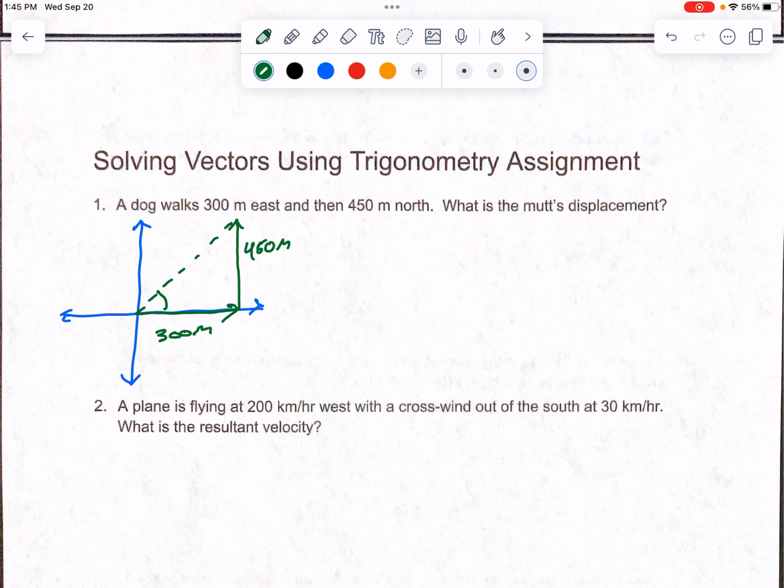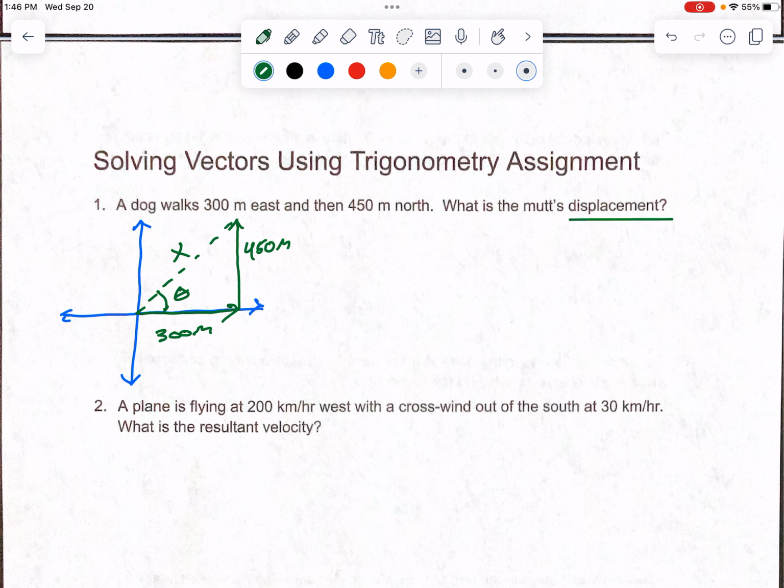Okay, so my angle would be right here, and then our hypotenuse, we don't know. I'm going to say it's x. When it says what is the displacement, that means you need to give me the magnitude and the angle. The magnitude just means find the hypotenuse. Angle means we just got to find the angle that they actually went.